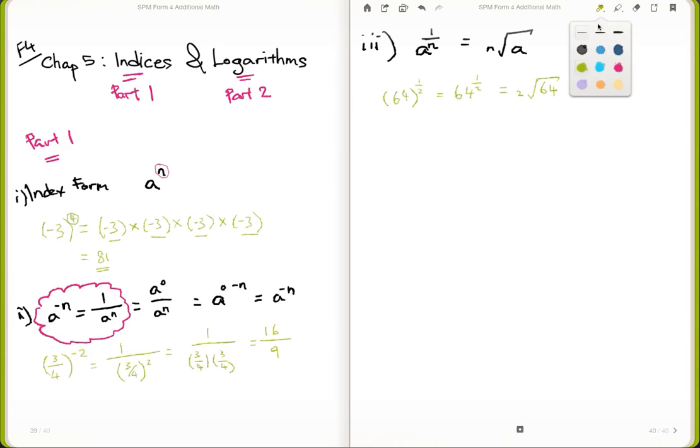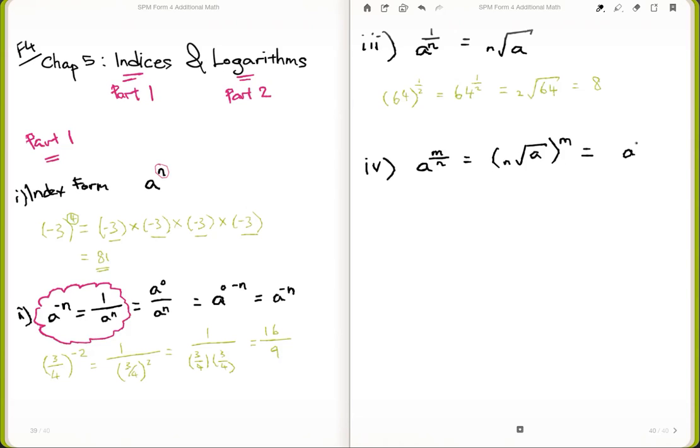The fourth one, the fractional indices, would be a combination. a to the power m over n turns out to be the n-th root of a, to the power m. This is a combination, which is also equal to the n-th root of a to the power m.